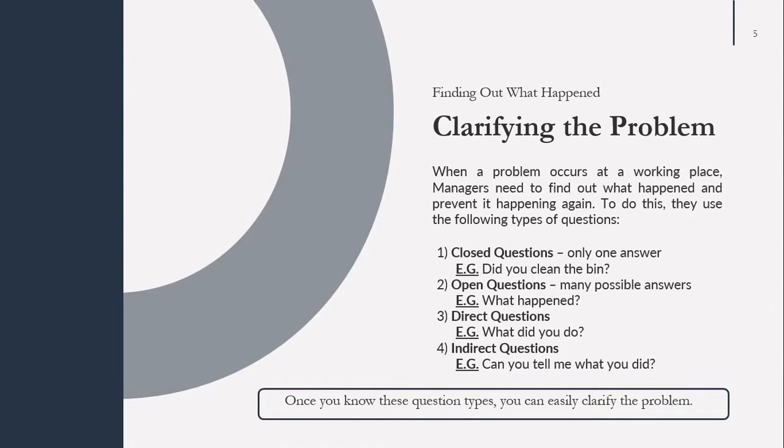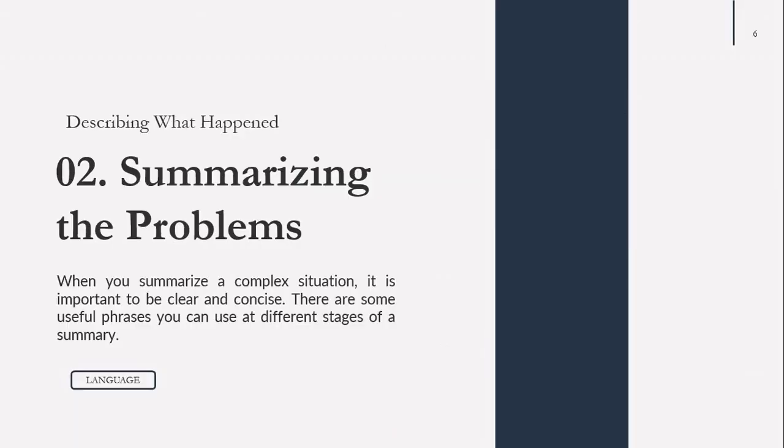Therefore, once you know these question types, you can easily clarify the problem, and once you know how you can deal with the problem, you can feel confident. Secondly, we're going to see about summarizing the problems. When you summarize a complex situation, it's important to be clear and concise. There are some useful phrases you can use at different stages of a summary. So below we are going to see phrases and expressions that will allow you to summarize a problem and describe it professionally.